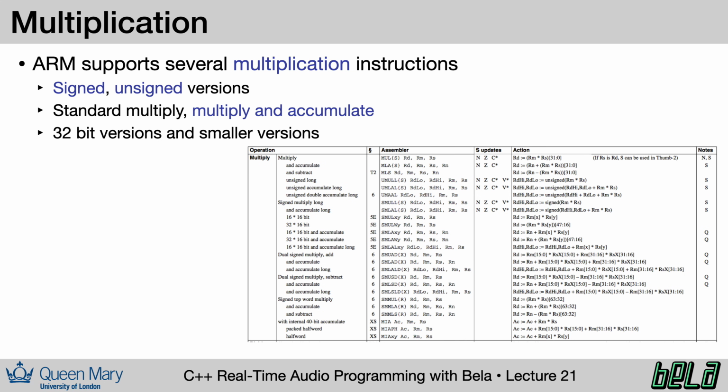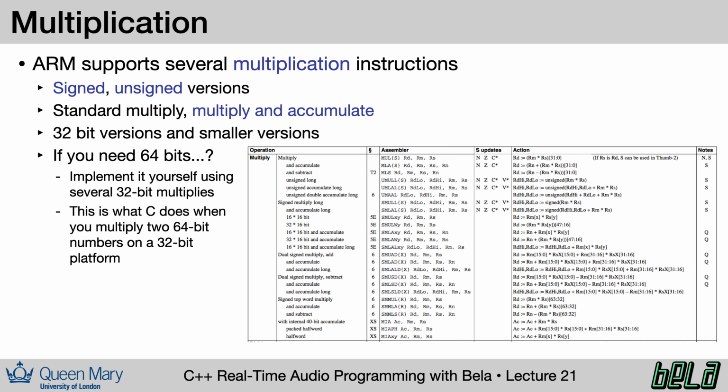The multiply and accumulate turns out to be a very useful concept for digital signal processing. Most ARM cores support 32-bit multiplications as well as some smaller sizes. Now, if you needed to multiply two 64-bit numbers together, some of the newer ARM cores will give this to you, but if you needed to do this on Bela, there is not a single instruction that would do this for you. Instead, you would have to implement it yourself by using several different 32-bit multiplies and then adding the results together in the right format.